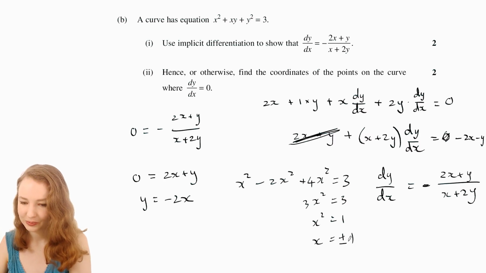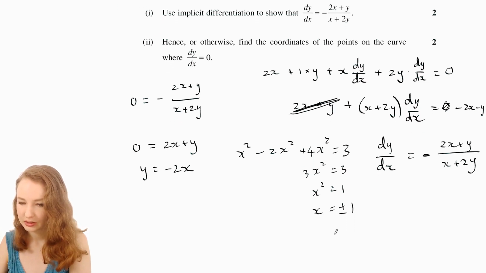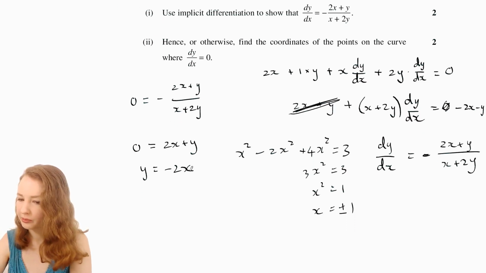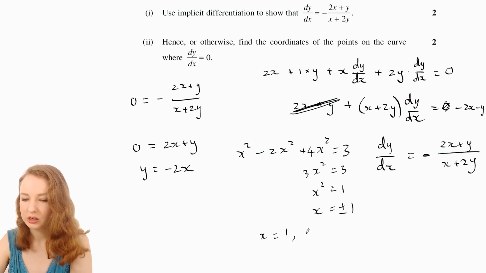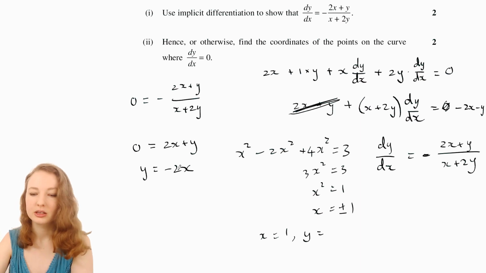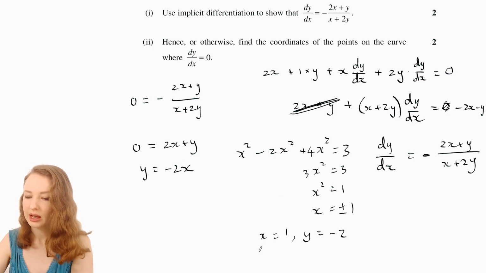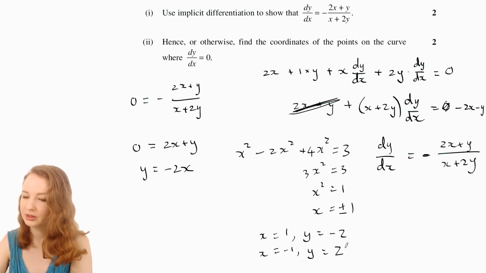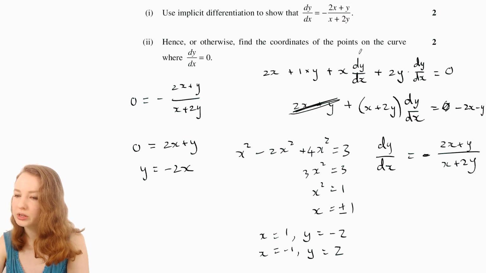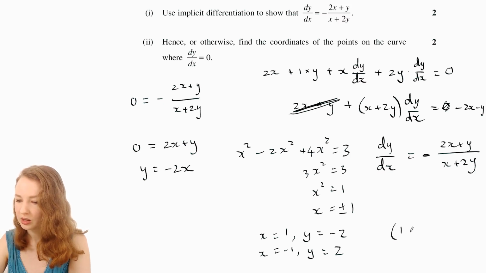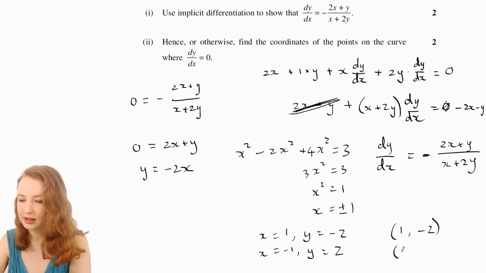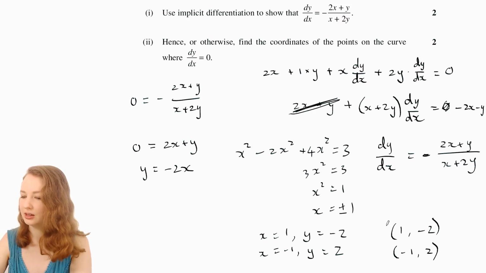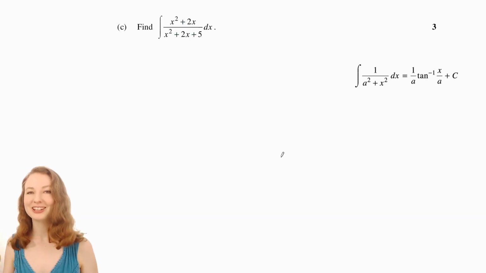Okay, so then we can just work out y using that. So when x is 1, you'll get y is negative 2 times 1. And when x is negative 1, you'll get y is negative 2 times negative 1, which is positive 2. So the coordinates of the points are (1, negative 2) and (negative 1, 2). That's the answer.